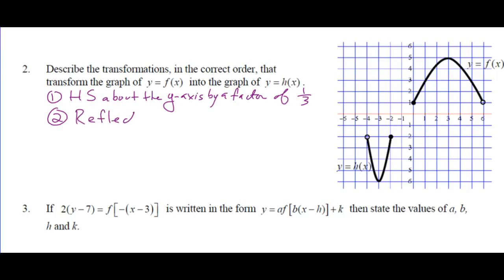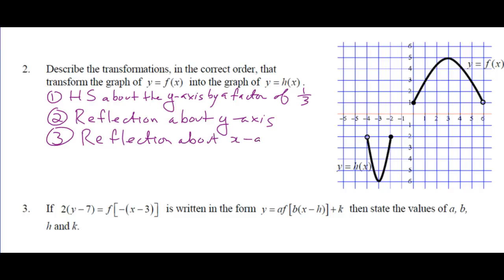Reflection about. And then you say, well, this opens down and this opens up, so then what next? There was a reflection about the x-axis. Now, maybe there's some translations. How are we going to figure that out?